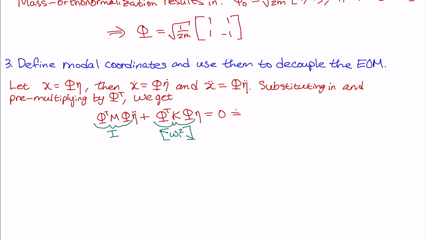Such that we'll end up with two equations. We can write this as eta i double dot plus omega i squared eta i equal to 0 for i equal to 0 and 1.